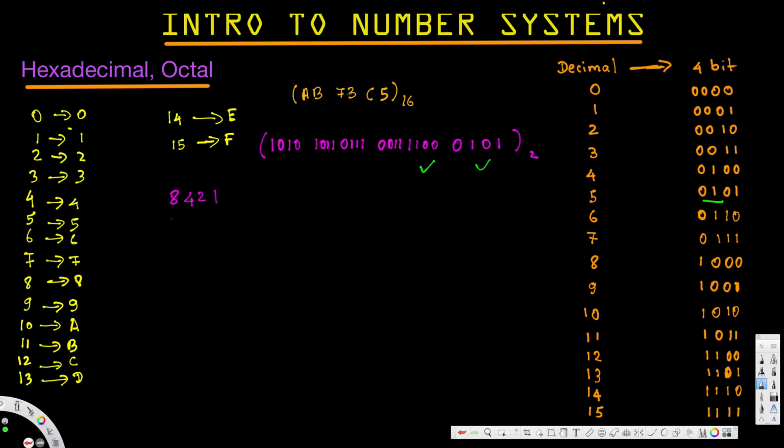1100. That's correct. 3 is equal to what? 0011. That's correct. 7 is 0111. That's correct. B, that's equal to 11. 11 is equal to 1011. That's correct. And A is equal to 10, right? 10 is equal to 1010.